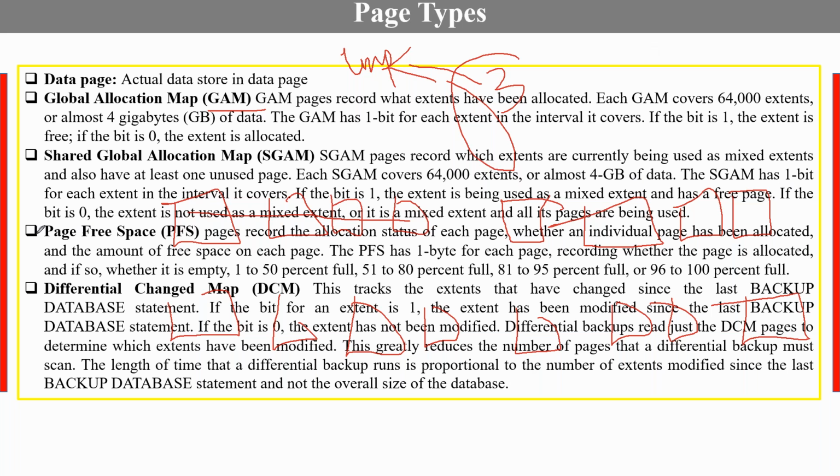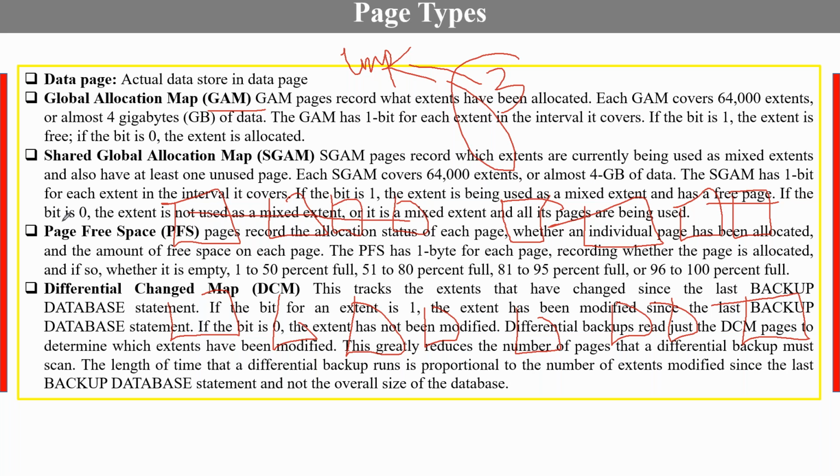Okay, the SGAM has one bit for each extent. If the bit is one, the extent is being used as a mixed extent and has free space. One free space means not just one page, but having free space in that extent.